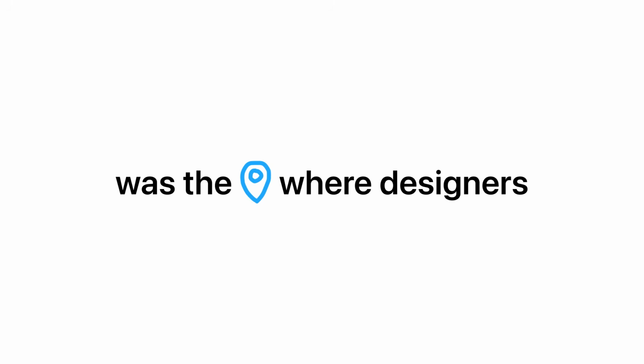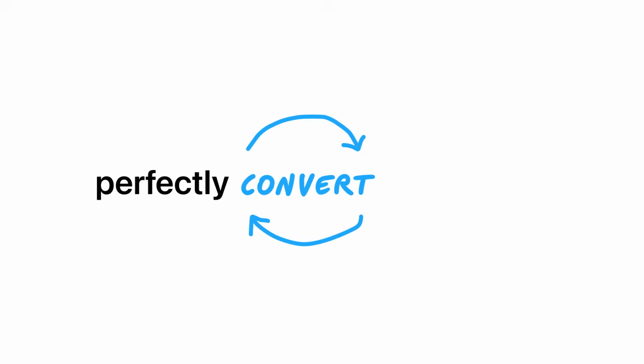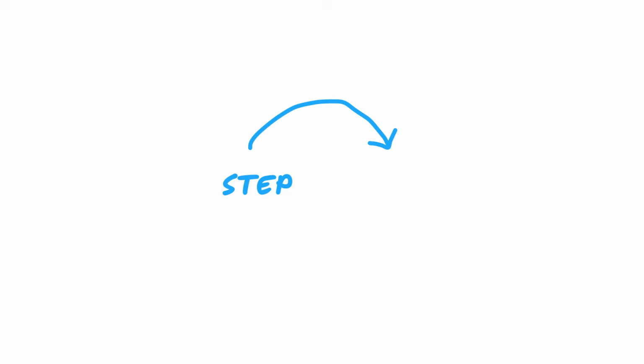In the past, the design-to-code process was the point where designers reached their limits. But the good news is, with the help of Claude Code, there is now a possibility to break through this barrier. I've built a system that empowers you to perfectly convert your Figma designs into code, pixel by pixel. You can use it as a starting point for any new project. And it not only saves you time, but also streamlines your entire workflow. And in this video, I'll show you in detail, step by step, exactly how you can achieve that.